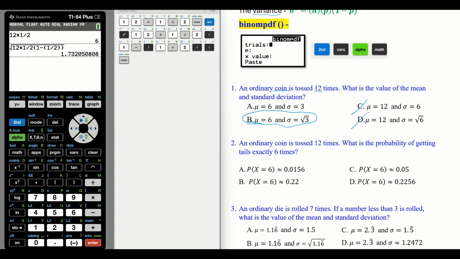Now, let's just do a little comparison. Okay, we've got a radical, just put 3 under it. Same answer. We're good.